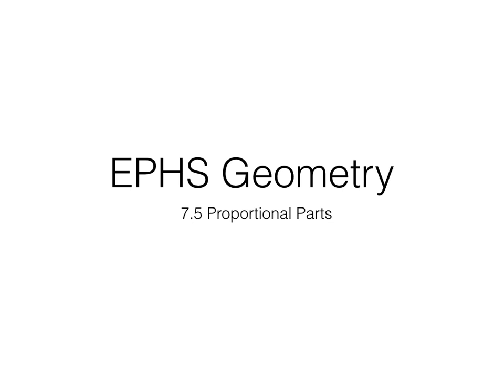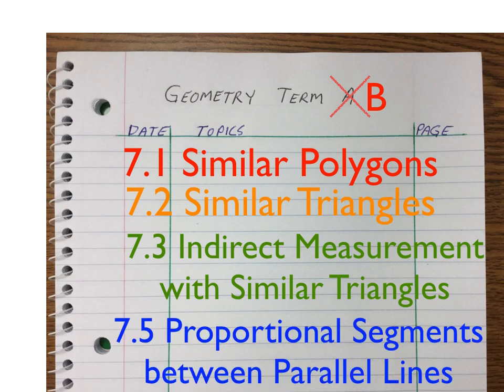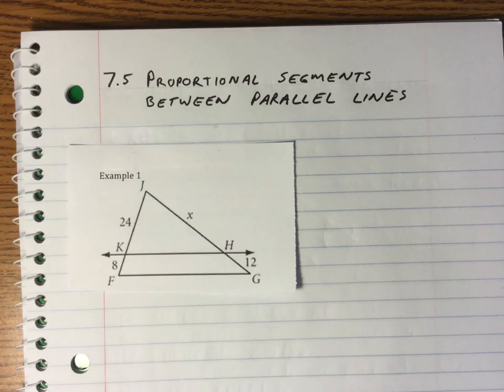Section 7.5 is all about proportional parts of similar triangles. So there is a note sheet. If you can pick that up from your teacher, that would be helpful. If you don't, you can just sketch these diagrams. Otherwise, you could tape the little pieces of paper in your notes.